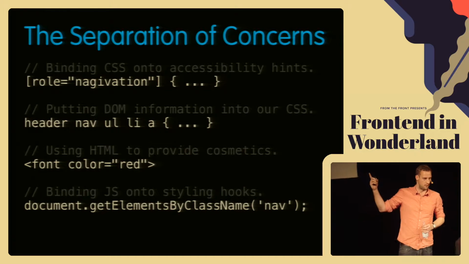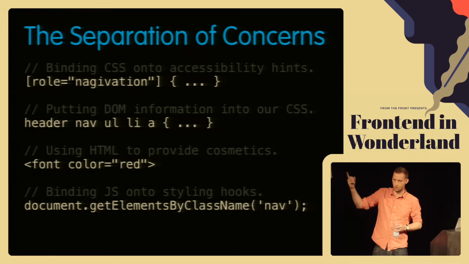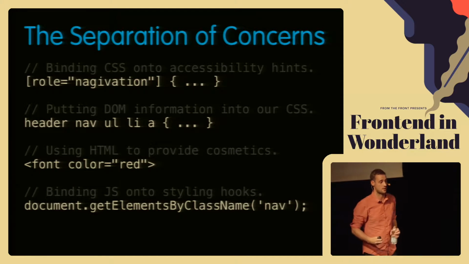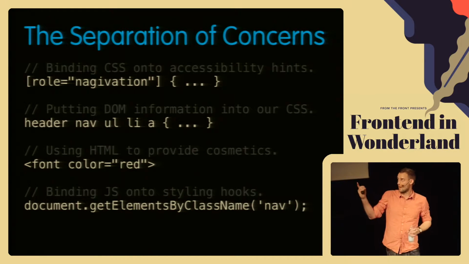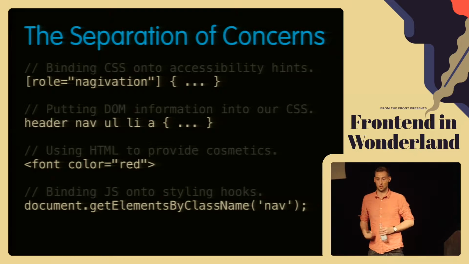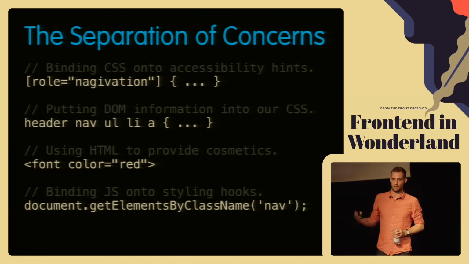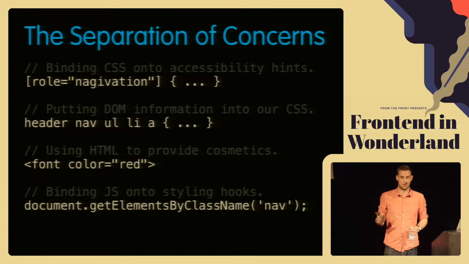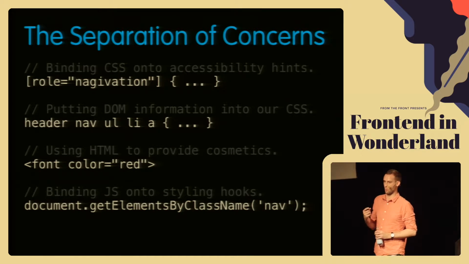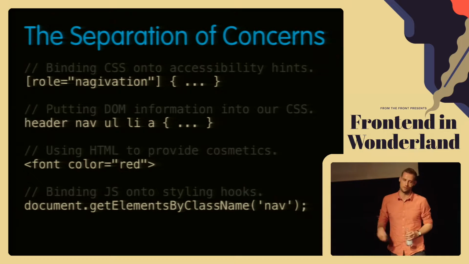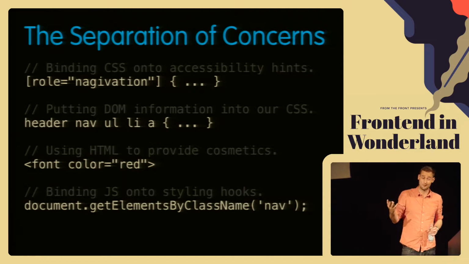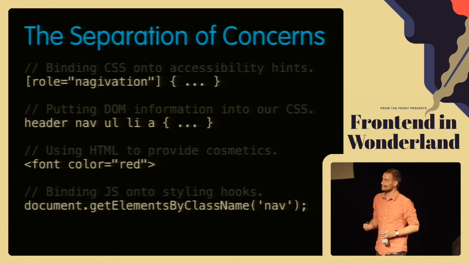Who even remembers the third example? Font color equals red. This is one of the main reasons CSS was invented. What we're doing here is we've got our markup layer, our content layer, completely responsible for styling, completely responsible for cosmetics. This is really bad. We can't change our content without also being aware or worried that we'll break our styles. This is, like I said, probably one of the main reasons why CSS was invented.